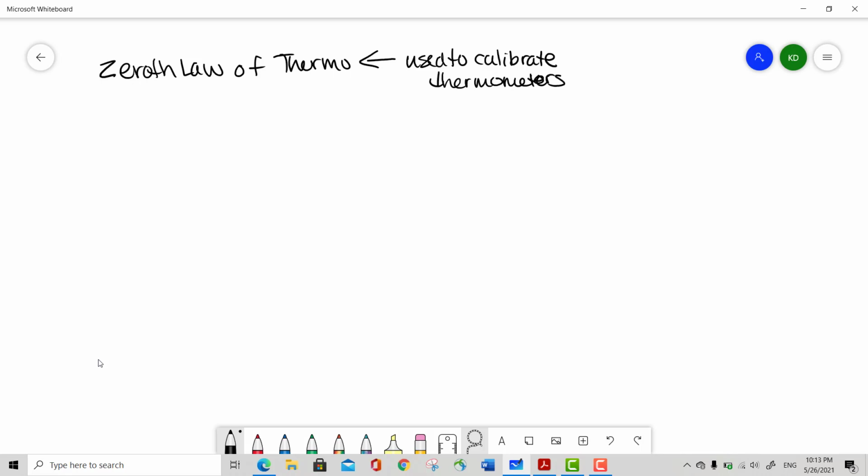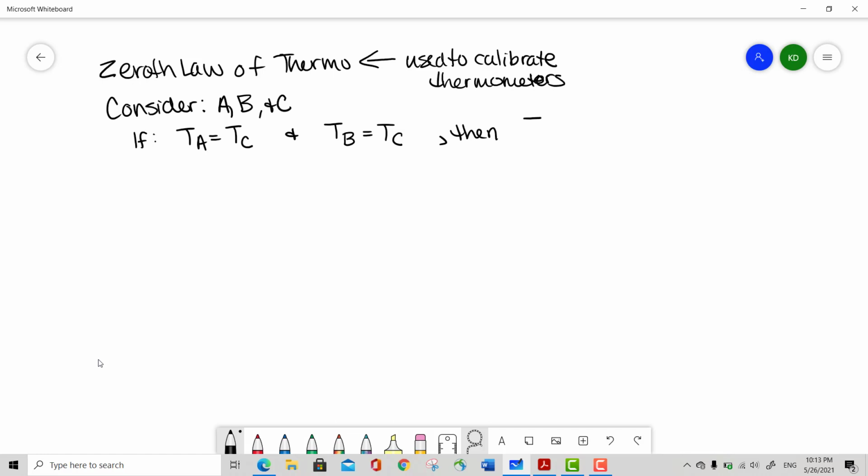And basically what that means is if we consider A, B, and C, these temperatures, if temperature A equals temperature C and temperature B equals temperature C, then temperature A must equal temperature B. So that's what this whole thing means.